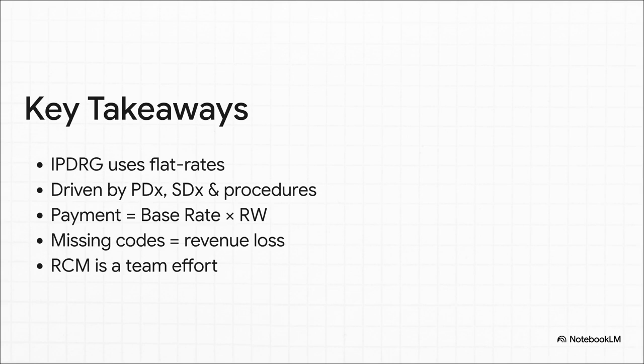Remember, inpatient coding relies on prospective IPDRG flat rates, not fee-for-service. DRGs are driven by your PDX, secondary diagnoses like CCs and MCCs, procedures, and demographics. Reimbursement equals your base rate times the DRG relative weight. Missing a valid secondary diagnosis causes severe hospital revenue loss. And of course, the revenue cycle is a massive team effort from clinicians to billers.